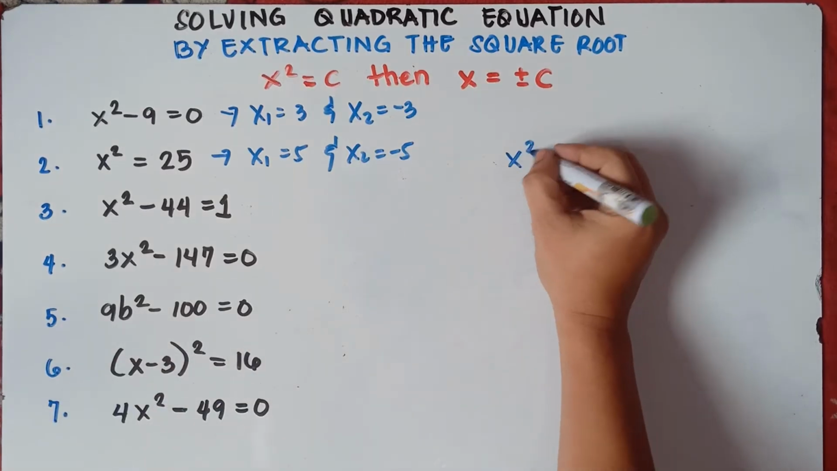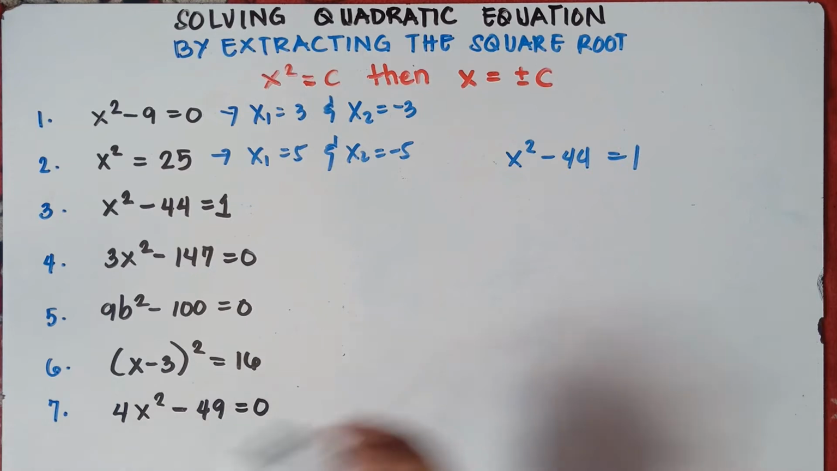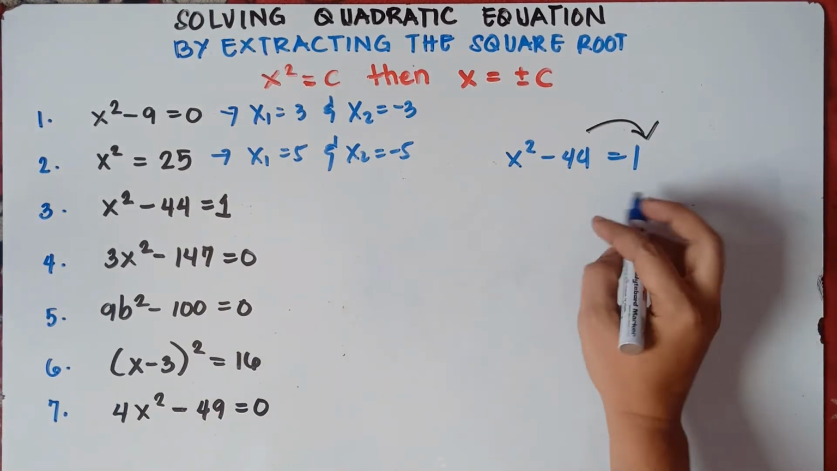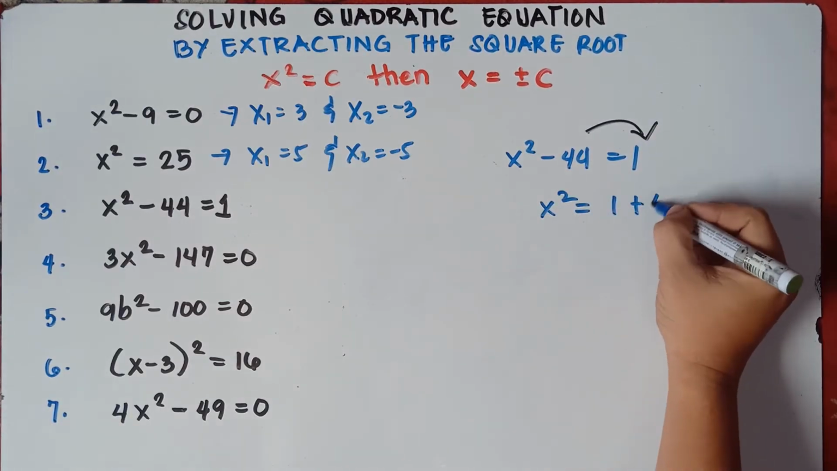So let's try number 3: x squared minus 44 equals 1. Once again, transpose 44 from left to right. Negative becomes positive, so this will be x squared equals 1 plus 44.